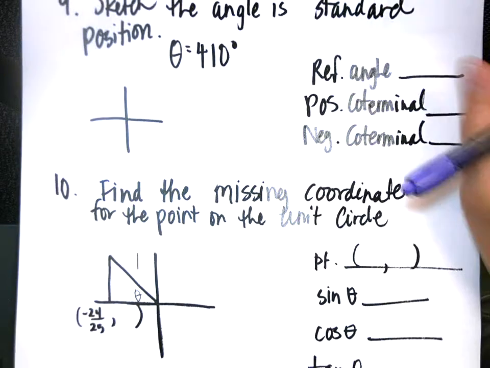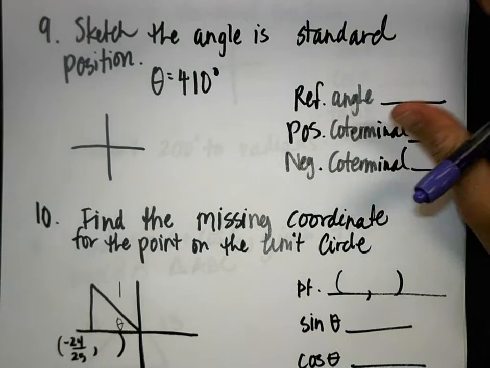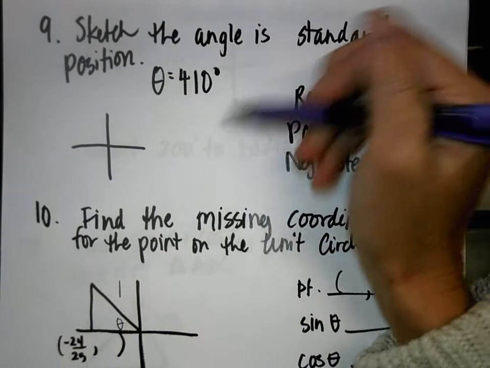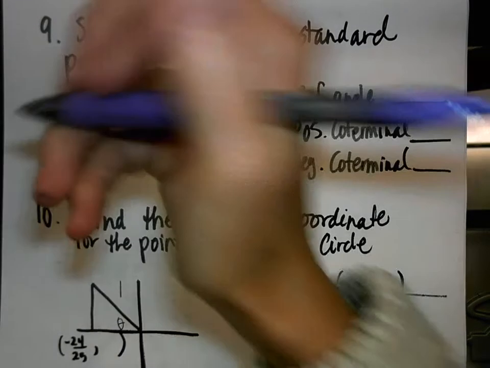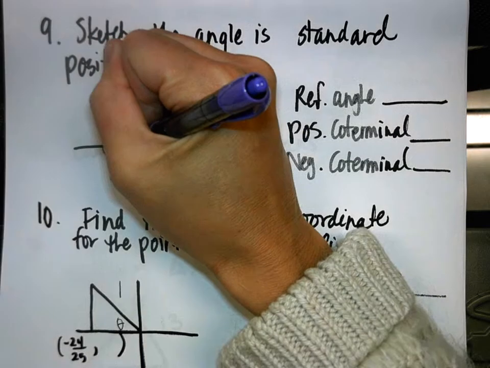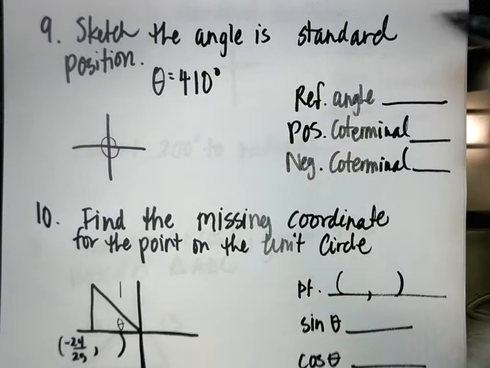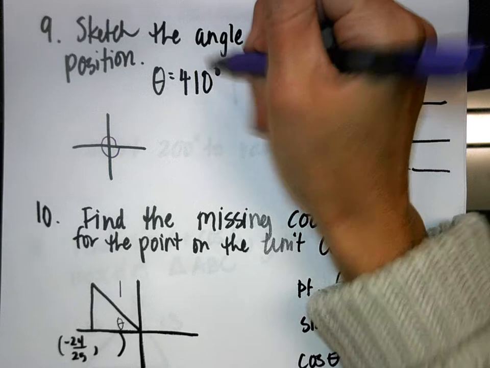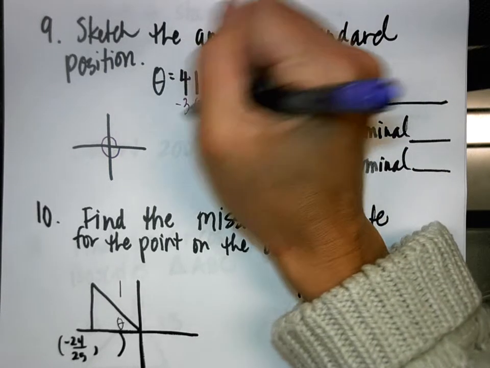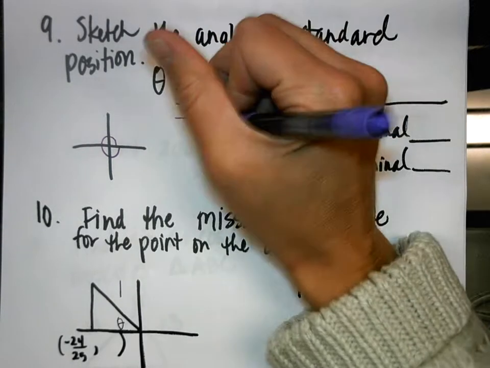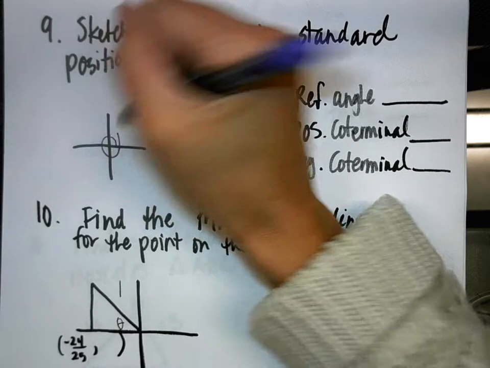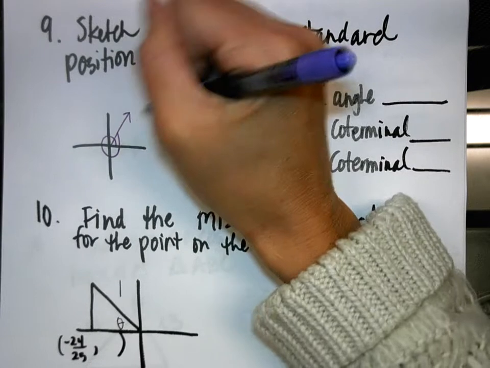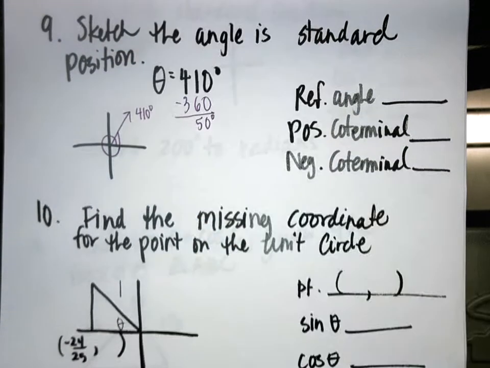Number 9. Sketch the angle in standard position. So we have 410 degrees. We know 410 degrees is greater than 360 degrees. And so in order to draw this, I would first start by drawing a whole circle around, which would be my 360, and then I need to figure out how much is left. If I subtract 360 from here, I am left with 50 degrees. And so 50 degrees would be in quadrant 1 still, and then we would label this as 410 degrees.